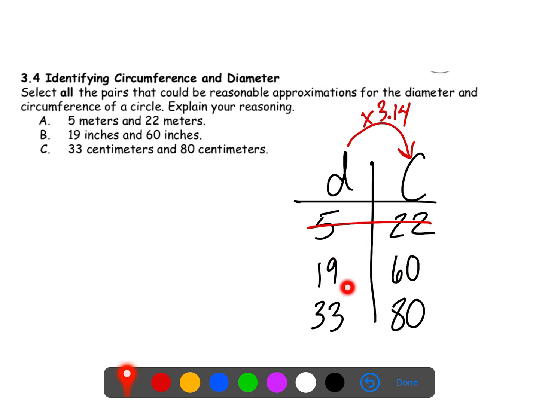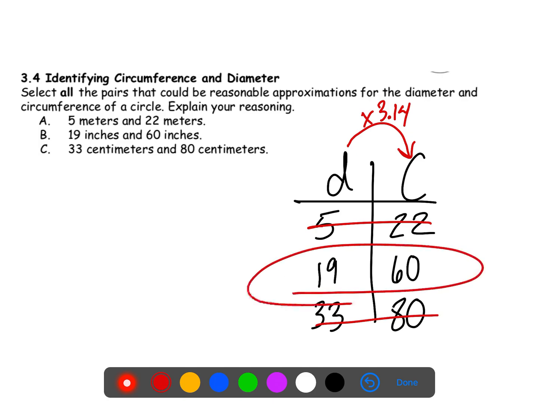I think that's a very close contender, but let's check this one also just to try to be sure. So 33 times 3 is 99. This circumference isn't big enough to be the circumference with a diameter of 33. That one wouldn't work either. So just by estimating, I can see this is the only reasonable measurement for a diameter and circumference of a circle based on my constant of proportionality 3.14.